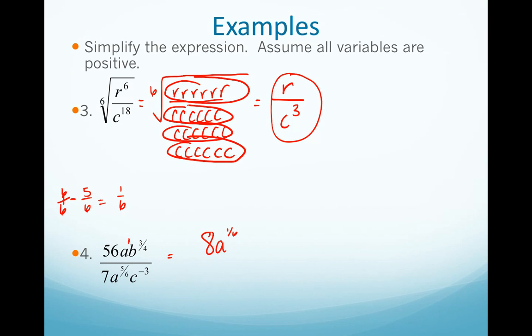Then for b, there's nothing to combine that with, so that's going to stay a b to the 3/4. C has nothing to combine it with, but it's a negative exponent, so it needs to move to the numerator to become positive, so c to the positive 3. So this problem looks really overwhelming, but really the hardest part was just doing 1 minus 5/6. Everything else was pretty straightforward.